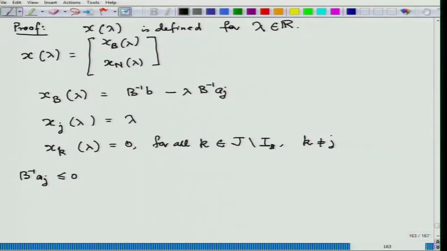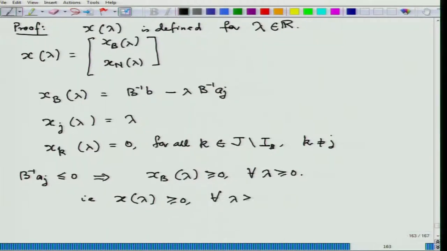So, this is less than or equal to 0 and there is a negative sign, which makes it greater than or equal to 0, and the other term is greater than or equal to 0 because b is a feasible basis. This would imply that x b lambda is greater than or equal to 0 for all lambda greater than or equal to 0. So in general x lambda is greater than or equal to 0 for all lambda greater than or equal to 0. So, we have proved one part of the feasibility of x lambda.